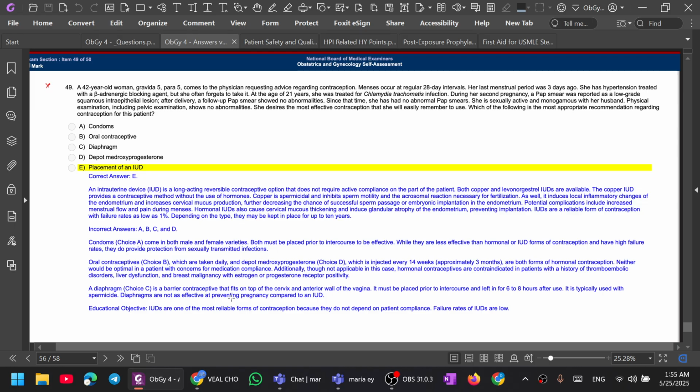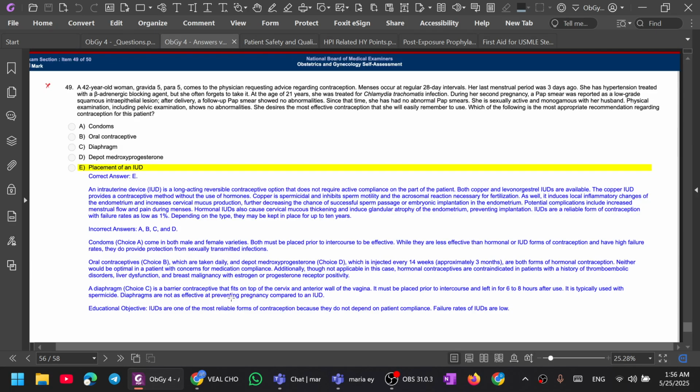IUDs are a reliable form of contraception with failure rates as low as 1%. Depending on the type, they may be kept in place for up to 10 years. Oh, that's nice. Depot medroxyprogesterone, which is injected every 14 weeks, approximately 3 months, and oral pills are both forms of hormonal contraception. Neither will be optimal in a patient with concern for medication compliance.